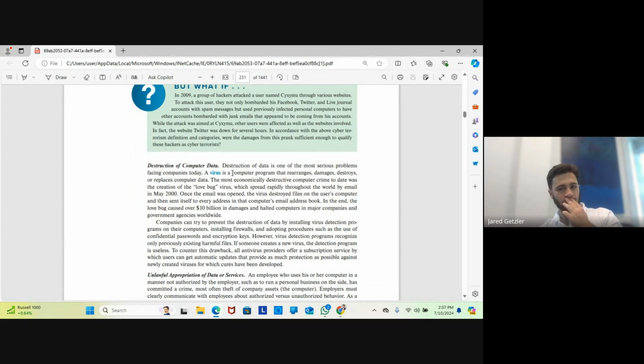We also have a virus. A virus is just a computer program that's going to rearrange, damage, destroy, or replace computer data. I think everyone knows what a virus is.